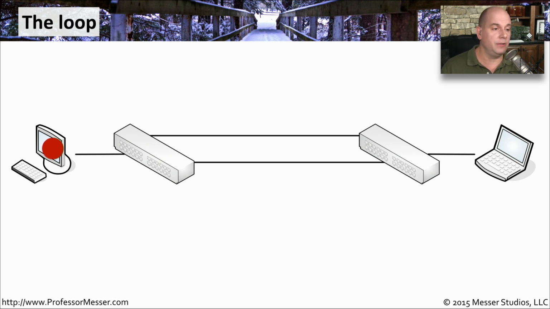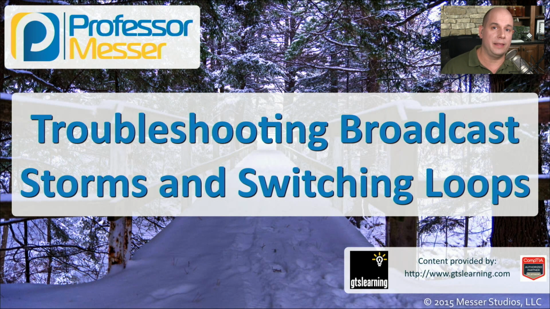Your device will send a frame into the switch. It then sends the frame off to the other switch, which then sends it back through the loop, which sends it back to the other switch, and so on. And you can see that this will continue to loop and loop and loop around the network until you break this loop connection.